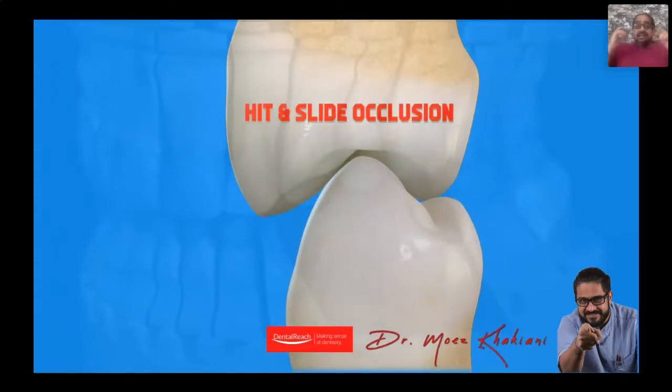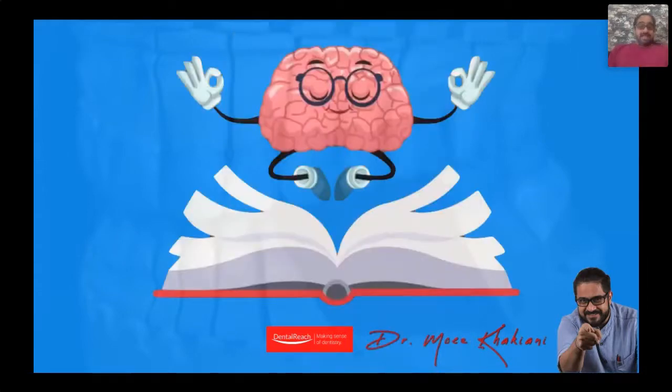Remember, for a slide, the condyle has to be pulled out of the glenoid fossa. Now, hit and slide occlusion is normal. About 90% of the human population has a hit and slide occlusion, but it is not easily manifested. Why? Because the brain is a beautiful organ that protects the system.